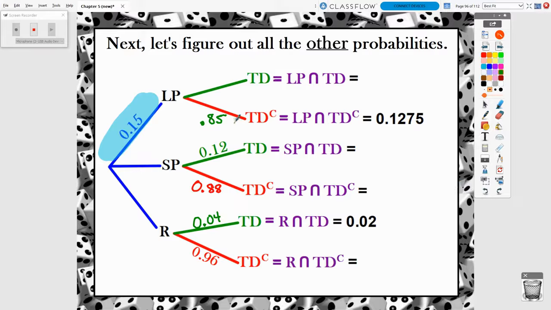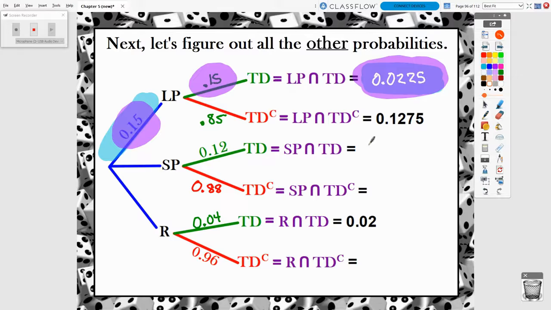So getting that 85% really helps me because now I know the percent of the time that they do score a touchdown, given that they threw the long pass. This has got to be the leftover 15%, right? Now, at that point, I can go back and figure out this overall probability. How so? I can take this 15% times this 15% to get that overall probability, which ends up giving me 2.25%.